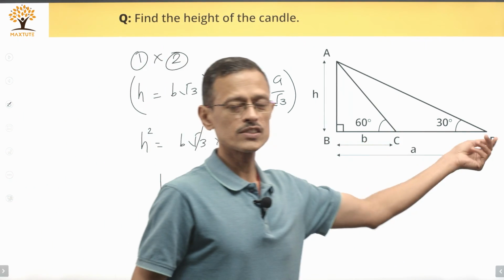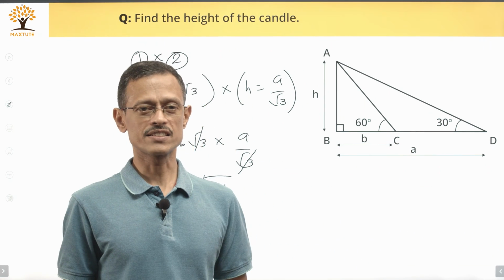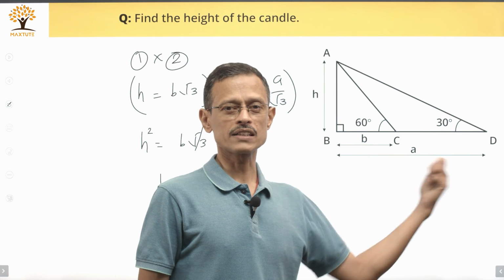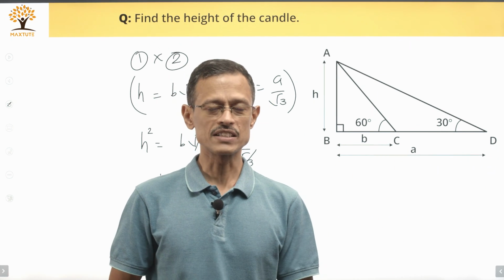If these two coins make angles of 30 degrees and 60 degrees respectively, the height of the candle is going to be the square root of the product of the distances of these two coins from the base of the candle.